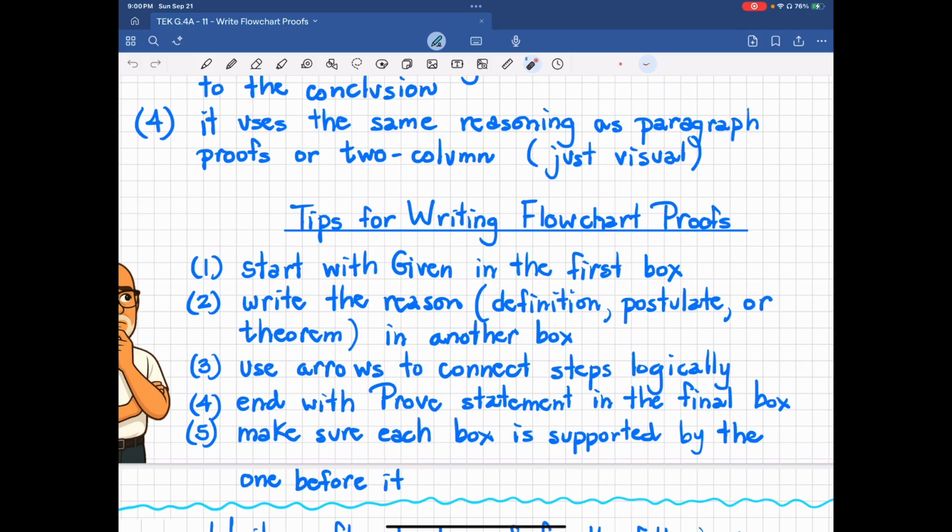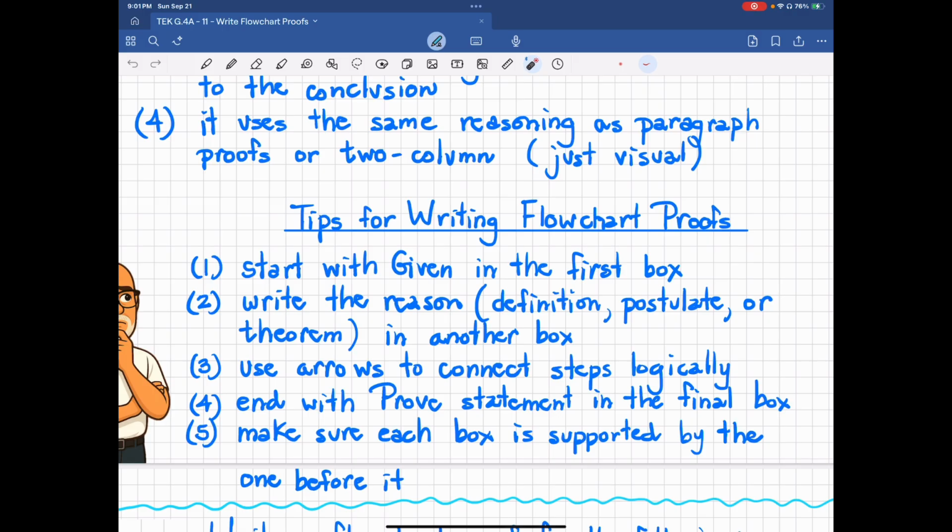Now, you're probably asking yourself, how do I write a flowchart proof? Well, here's our step-by-step instruction list. One is you start with the given statement in the first box. So you're going to write a box, put your given statement in there, and then draw an arrow. That arrow is going to lead you to the next logical thought. So you do step number 2, which is write the reason, and the reason could be a definition, a postulate, or a theorem. And we write that perhaps in another box.